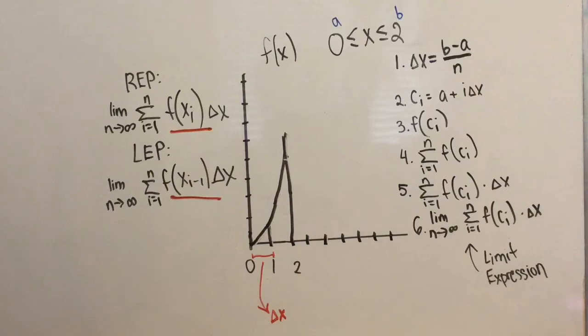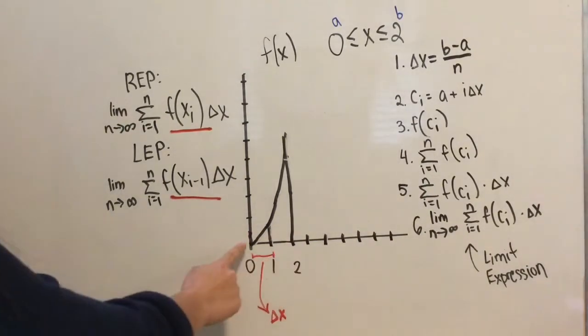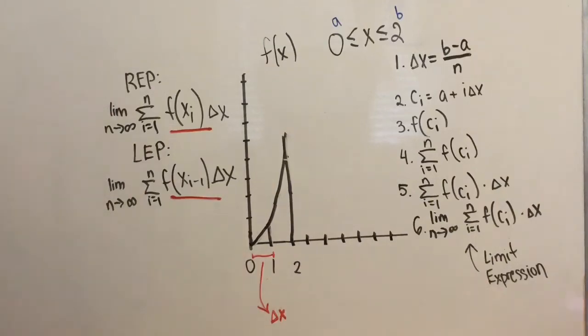For example, if you have the graph f of x and you wanted to find the area under the curve from 0 to 2, you could use the Riemann-sum process to approximate the area of the rectangles under the curve. The first step is to find delta x, which is equal to b minus a over n. B is the upper bound, a is the lower bound, and n is the number of rectangles under the bounded area.